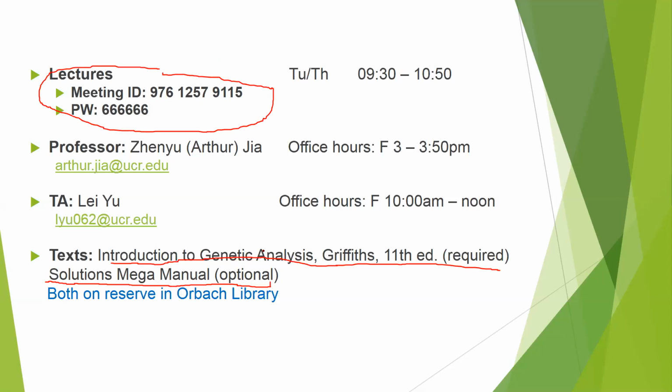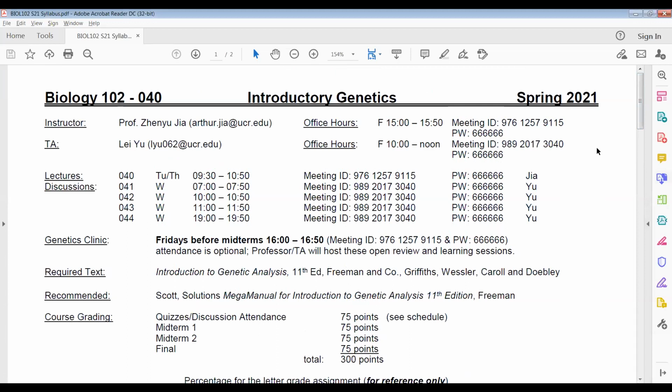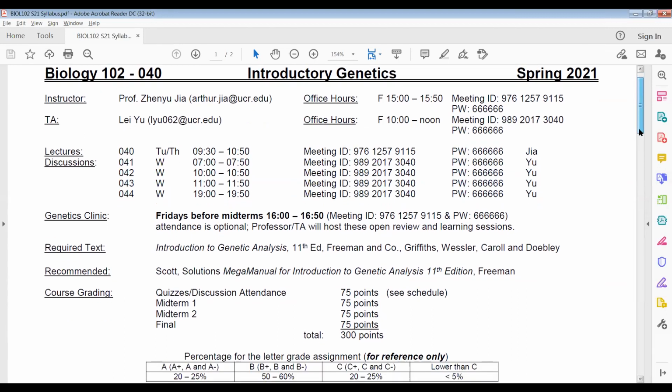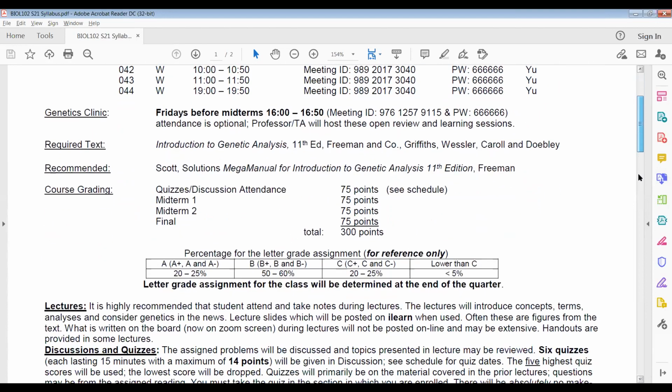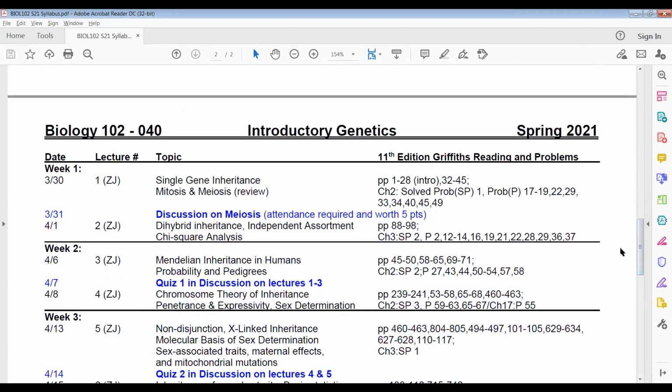All right, so let me show you something. Let me share the syllabus here. Okay, so this is the course syllabus. I have already uploaded this syllabus to the iLearn website. So if you log in, you can check it out. And this syllabus gives you the basic information about this course. And the most useful information is on the second page.